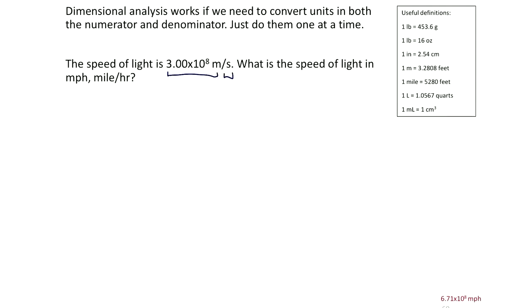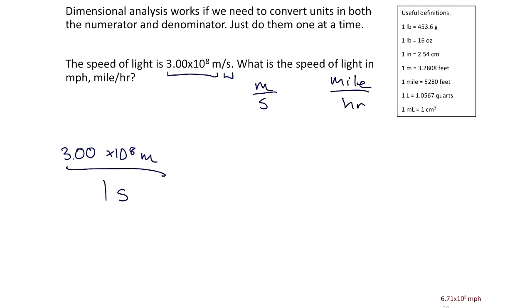All right, so the velocity is 3 times 10 to the 8 meters per second. So I can write this as 3.00 times 10 to the 8 meters over 1 second. So my strategy here is I want to turn the meter per second unit into miles per hour, where I need to convert meters to miles in a step, and then seconds to hours in the same line. I just have to do them one at a time.